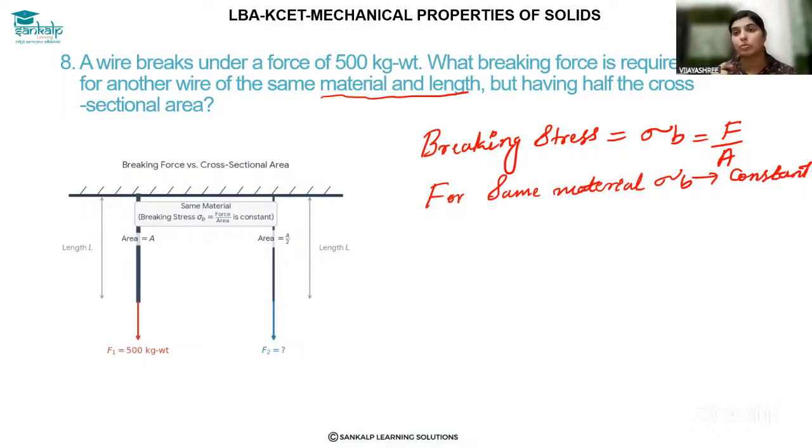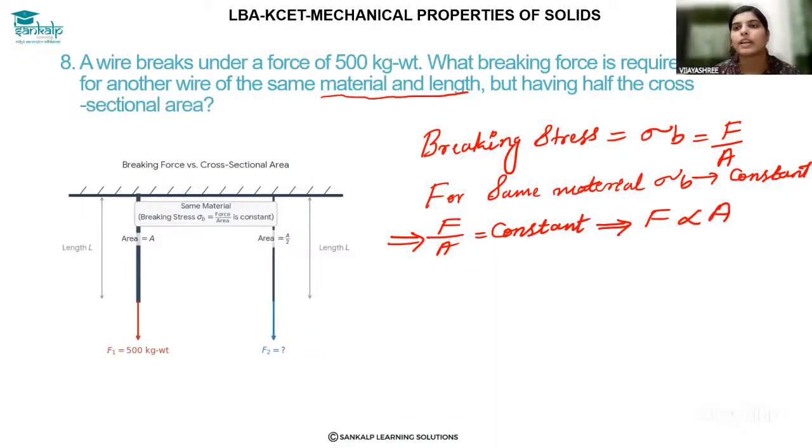So for the same material, sigma b is constant, that is, breaking stress, force divided by area, is constant, which implies F by A is equal to a constant. Which implies what? Force is directly proportional to area always. So take it as equation number 1.